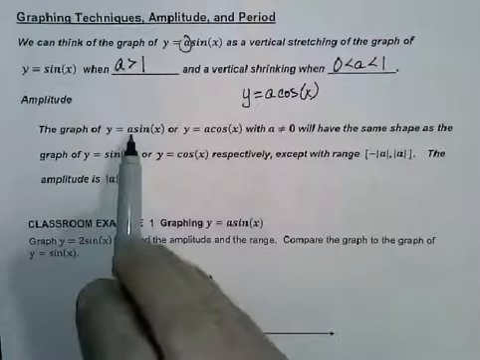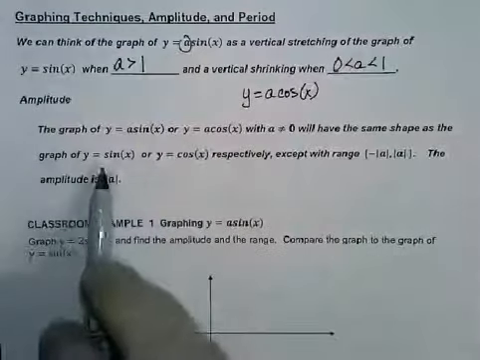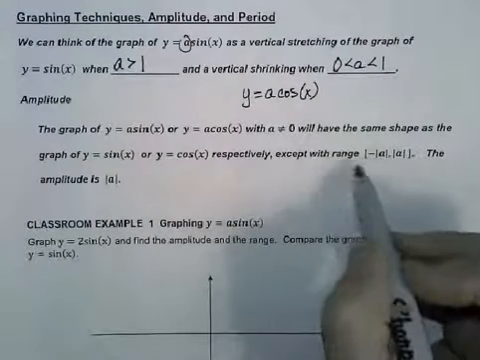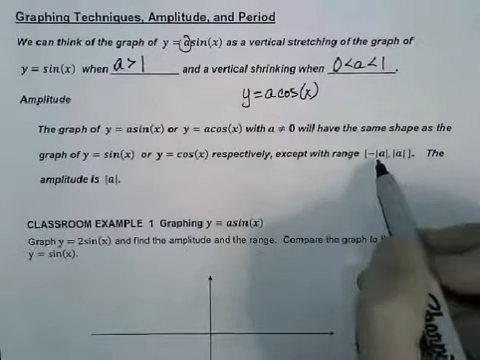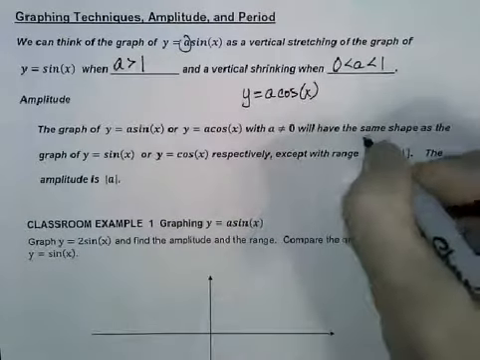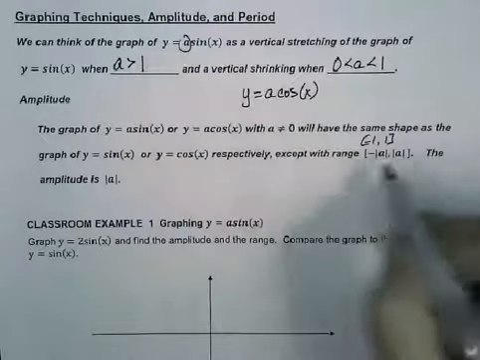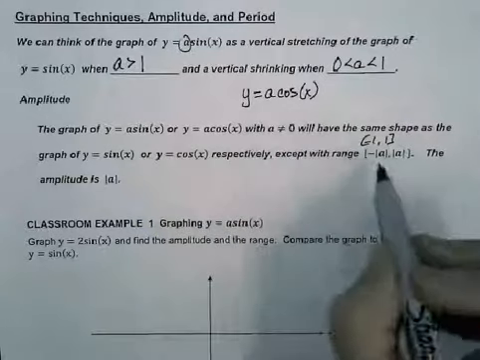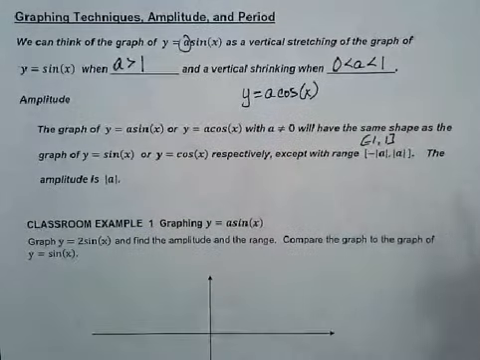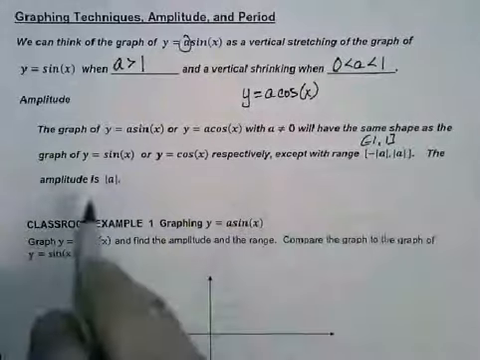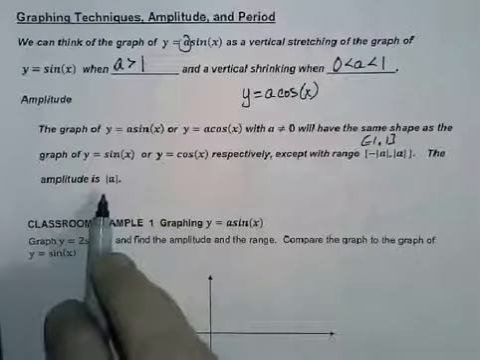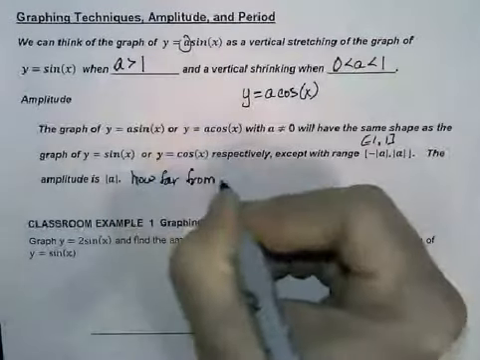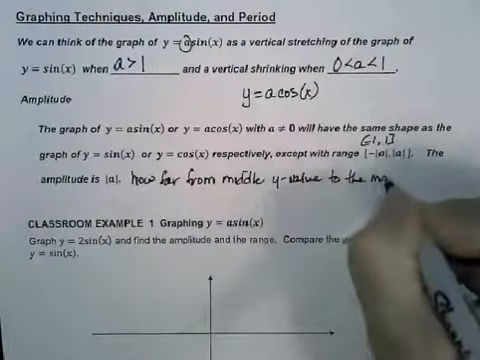What this is saying is that these two graphs will have the same shape as sine or cosine, except that the range will be changed. So the range, instead of being from -1 to 1, is going to be from -a to a. Or if our a happened to be negative, then we'd have to take the absolute value. This also gives us the amplitude of the graph. Another way to talk about the amplitude is how far it is from the middle y value to the maximum y value.